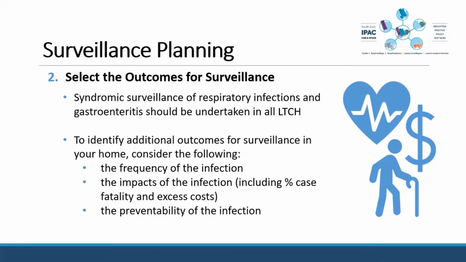So syndromic surveillance of respiratory infections and GI should be undertaken in all long-term care homes. Syndromic surveillance helps with early detection of outbreaks, as it is the detection of indicators of illness that is observed before confirmed laboratory diagnosis. There are other considerations to think of when identifying additional outcomes for surveillance, and that includes the frequency of the infection, the impact the infection will have, and the preventability of the infection. Most IPAC programs have prioritized the types of infections for surveillance that have the most important impact on the specific population that is served. The outcomes that are selected for surveillance should be reevaluated at least annually.